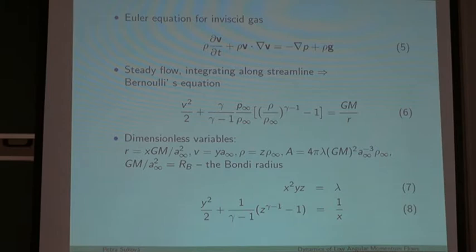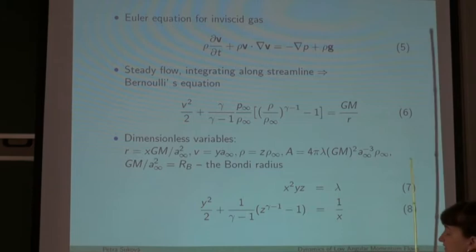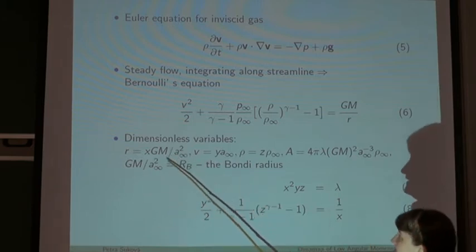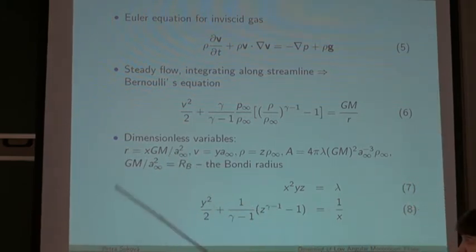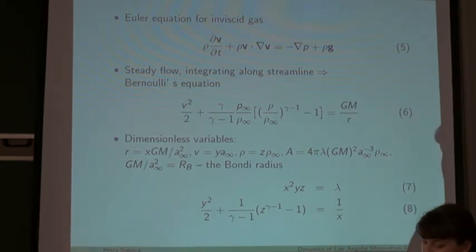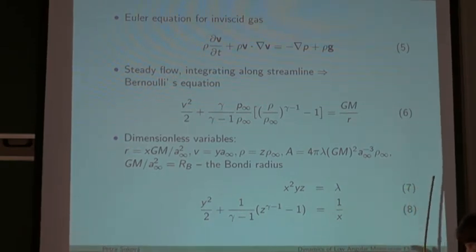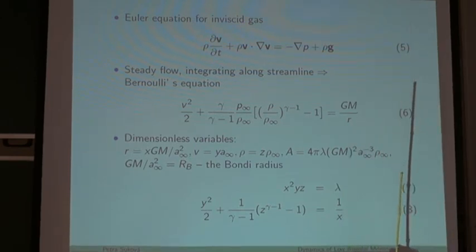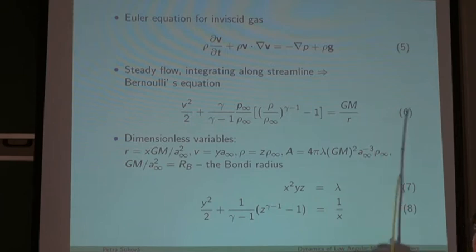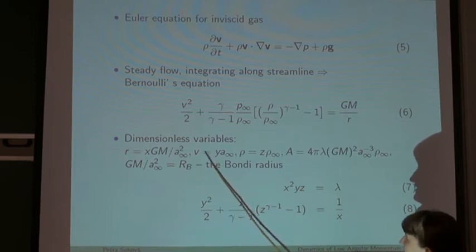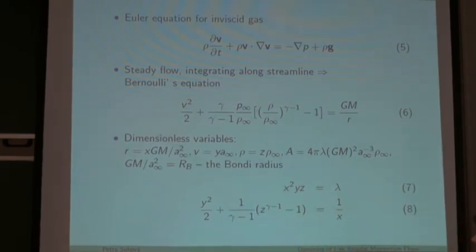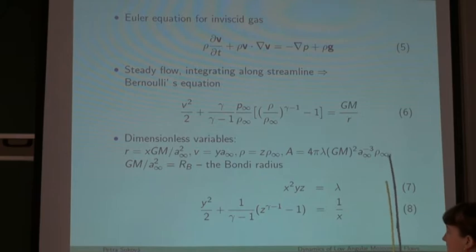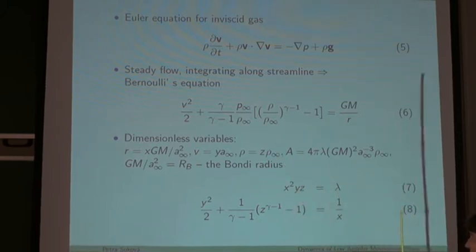And now we can rewrite this equation using dimensionless variables, where the radius is expressed in the so-called Bondi radius, which is approximately the radius of influence of the accretor. So it is the radius of the volume where the gas feels the presence of the accretor. The velocity is scaled by the sound speed at infinity, and the density is scaled by the density at infinity.